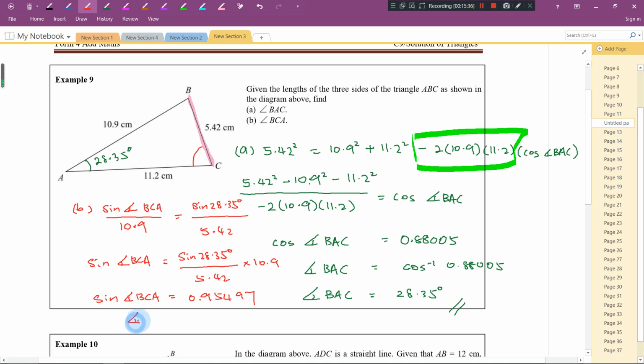Zero point 95497. Okay, so the angle BCA is equal to arc sine of 0.95497. Just press the calculator: shift sine 0.95497. So the angle of BCA is equal to 72.74 degrees. BCA over here, 72.74 degrees.